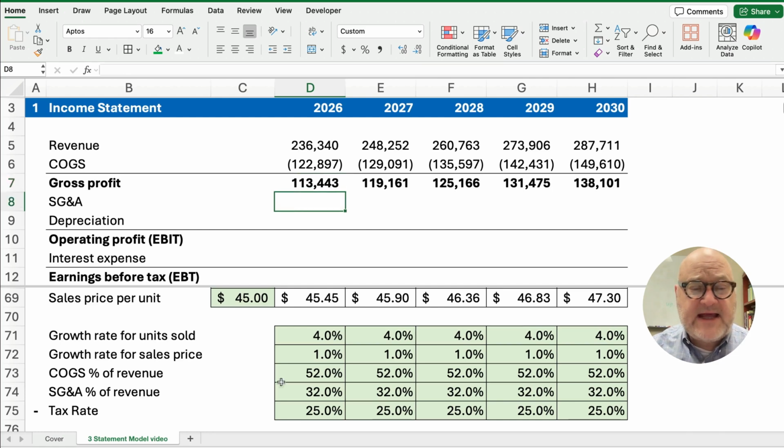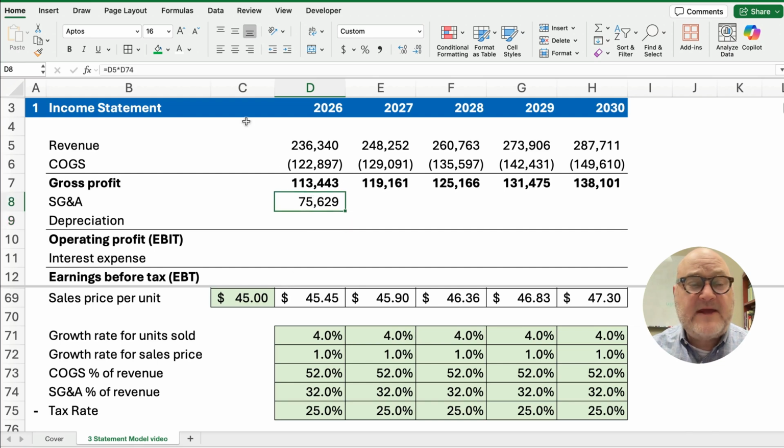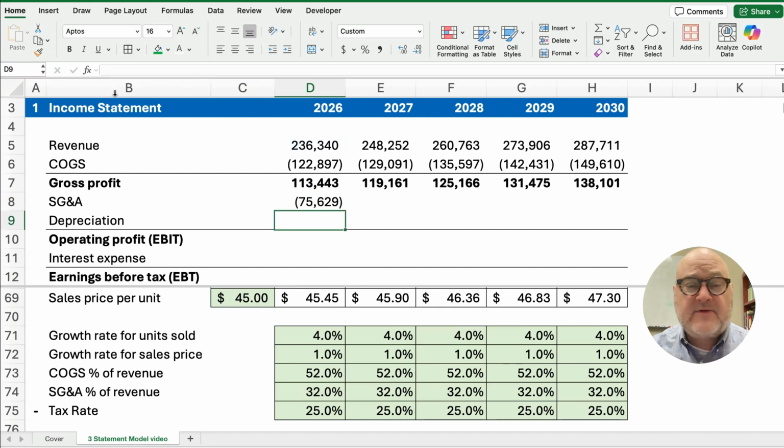Now, SG&A, I've got a rule down here. So it's going to be here 32%, this number times 32% of revenue. We're going to copy it all the way across. Let's make it negative. And we'll copy it all the way across.